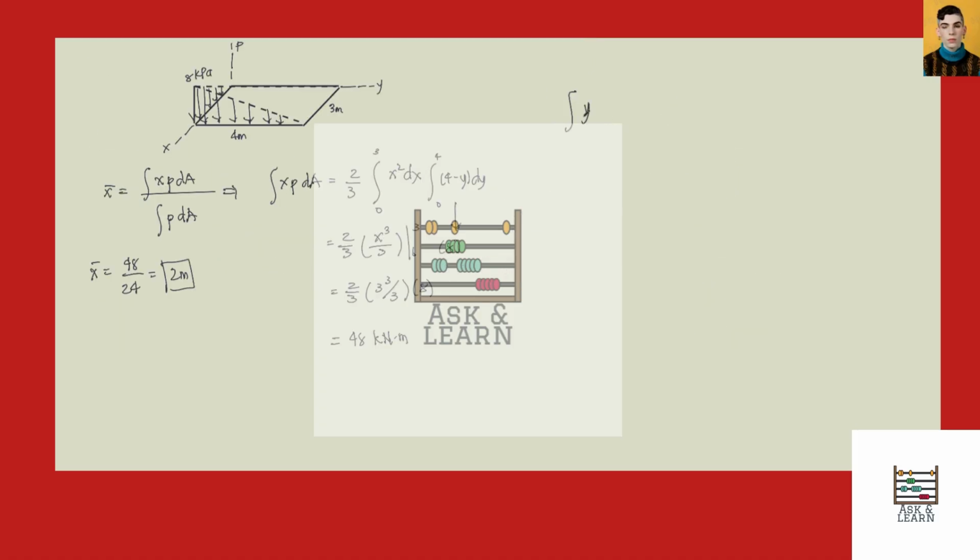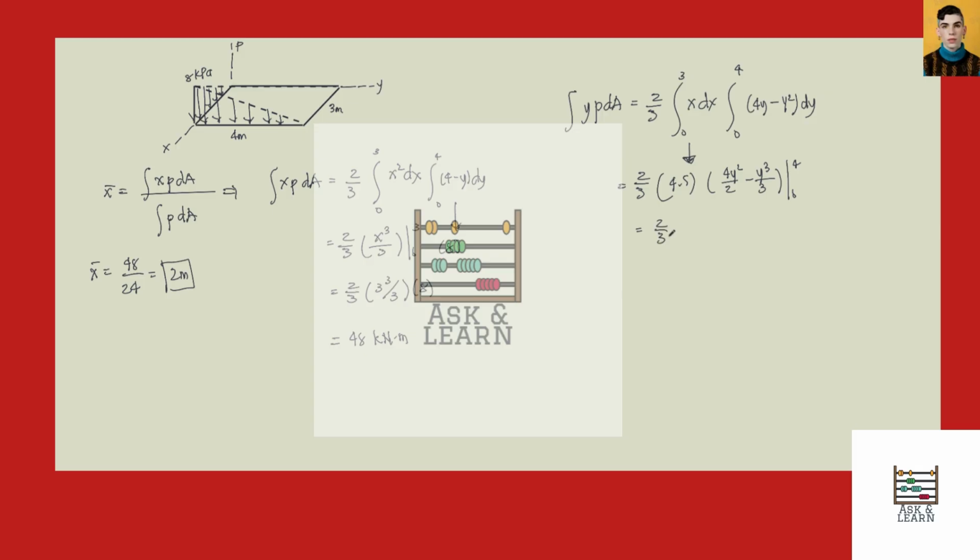For y bar, we need to find the integral of yp dA, which is equal to 2/3 multiplied by the integral of x dx from 0 to 3 multiplied by 4y minus y squared dy from 0 to 4. So we have 2/3, and we know the value of this as 4.5 multiplied by 4y squared all over 2 minus y cubed all over 3 from 0 to 4.